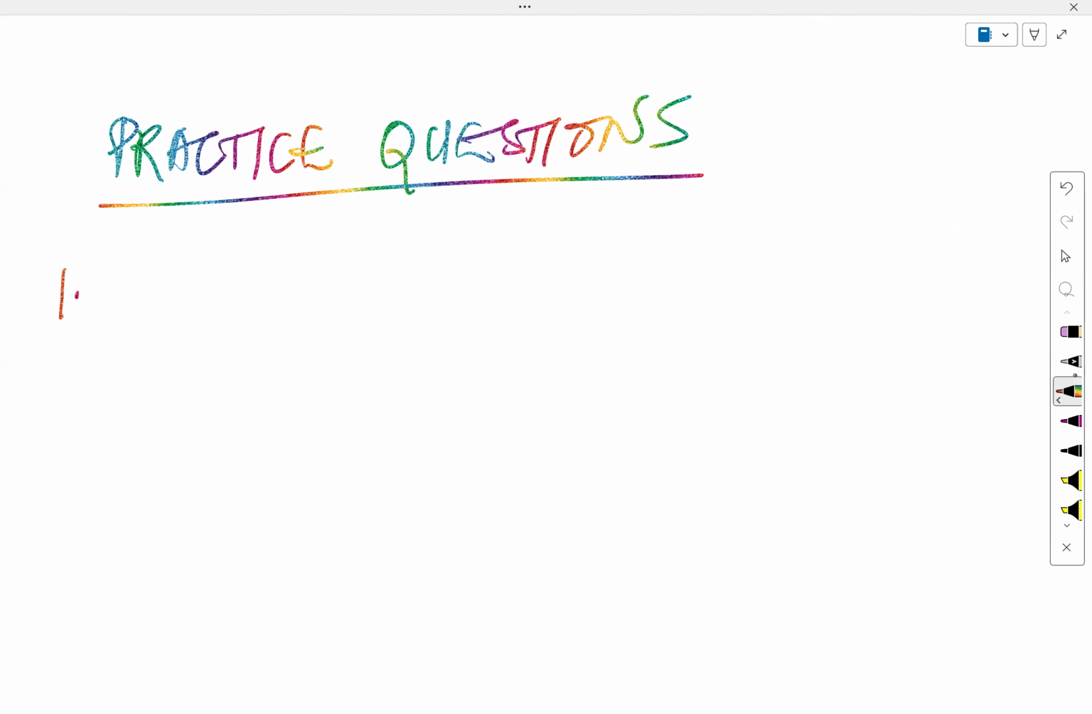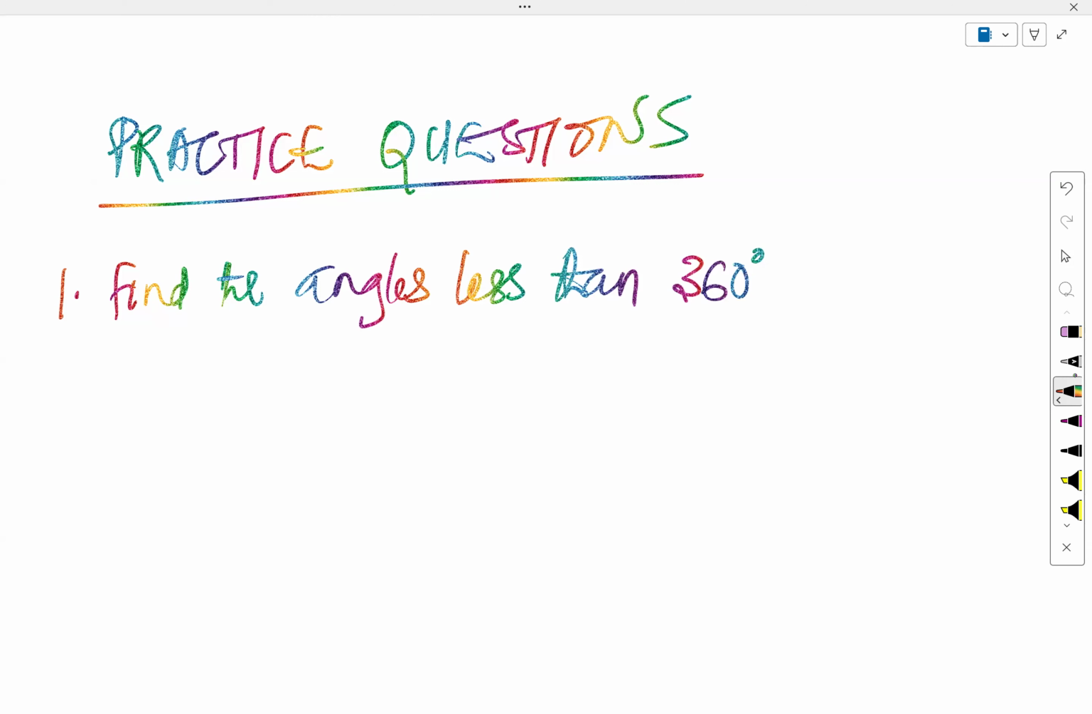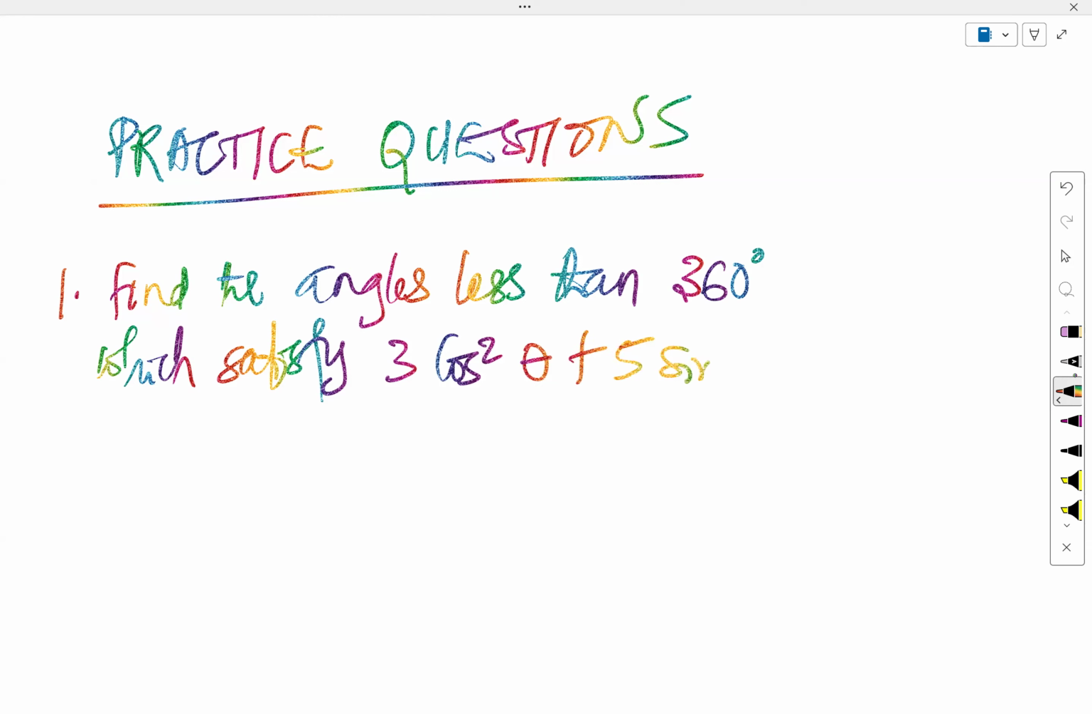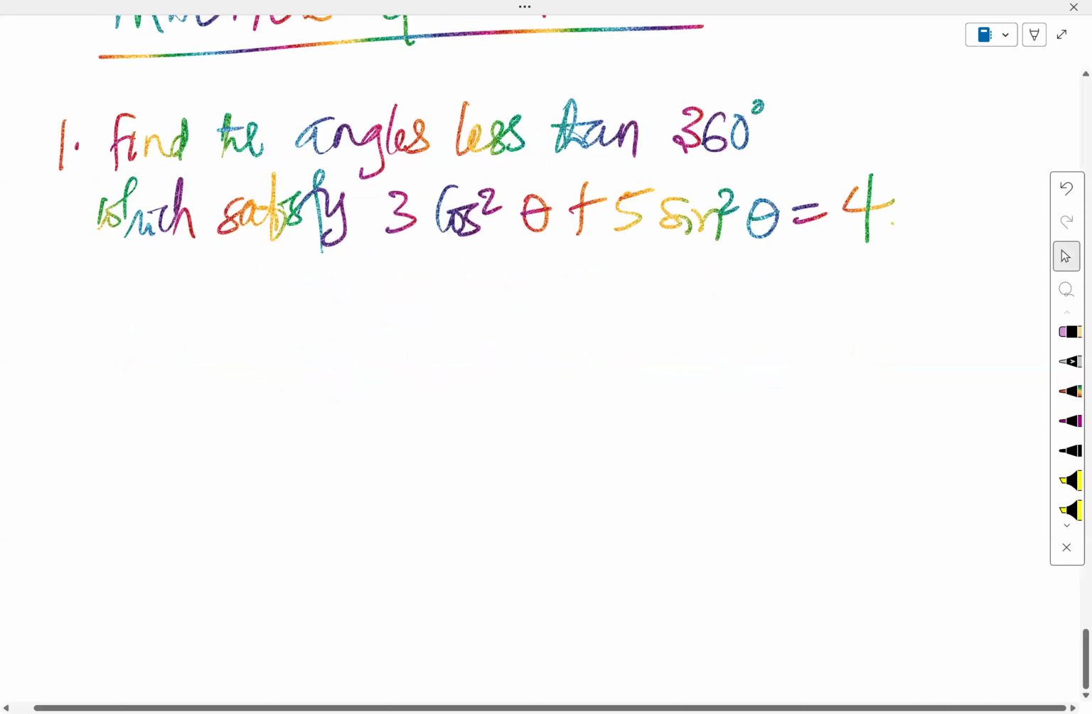The first question for the practice would be this one. Okay, we've done this. Second one: find the angles less than 360 degrees which satisfy 3 cos squared theta plus 5 sine squared theta equals 4. That's one.